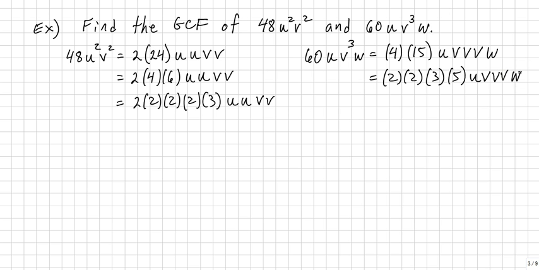And a w. And then we want to go find everything they have in common. So if we go back and look, we've got a 2 that they share. There's another 2 that they share. There's a 3 that they share. There's a u that they share. There's a v that they have in common. There's another v that they have in common. But this one doesn't have a u, then they don't have a w.